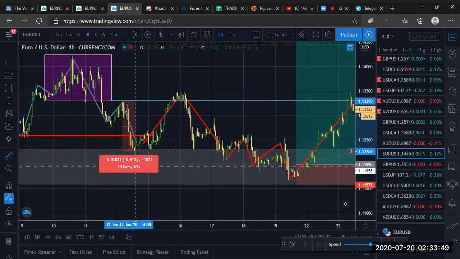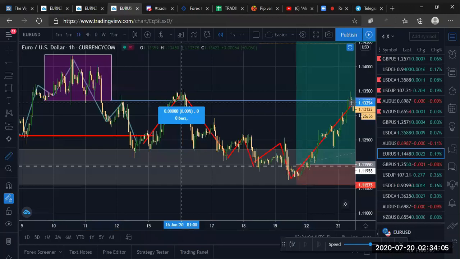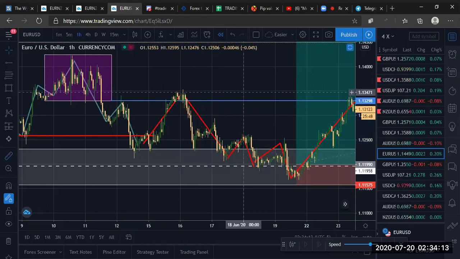What's live is that from this significant structure all the way down here to this significant support and resistance zone, it's about 100 pips. And then it worked its way up again for another 100 pips. And then it worked its way down again for about 90 pips until it eventually scooted its way in and then took off to the upside.